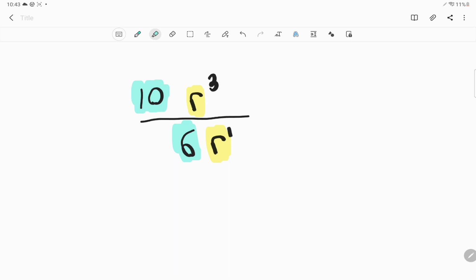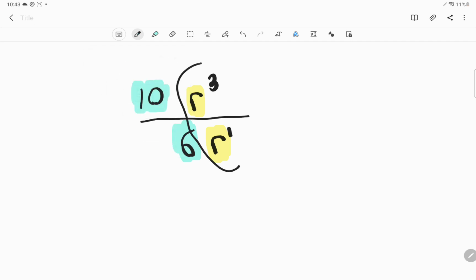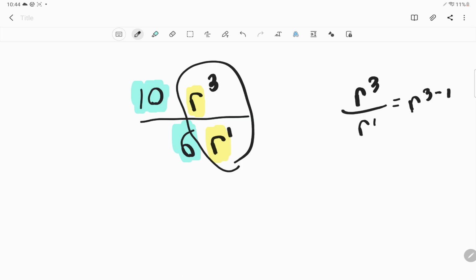I'm just going to work on my variables right there. So I'm going to write r to the third power over r to the 1 power. I'm going to write my base. I'm going to pick my top exponent minus my bottom exponent. What is 3 minus 1? 3 minus 1 is r to the second power. Okay, so I already solved my variables, right?